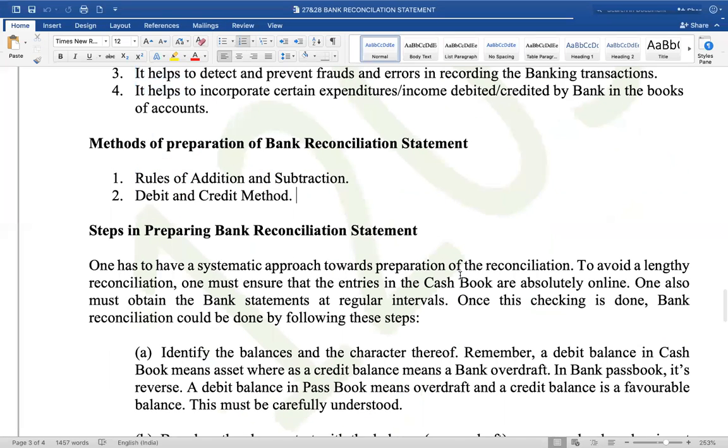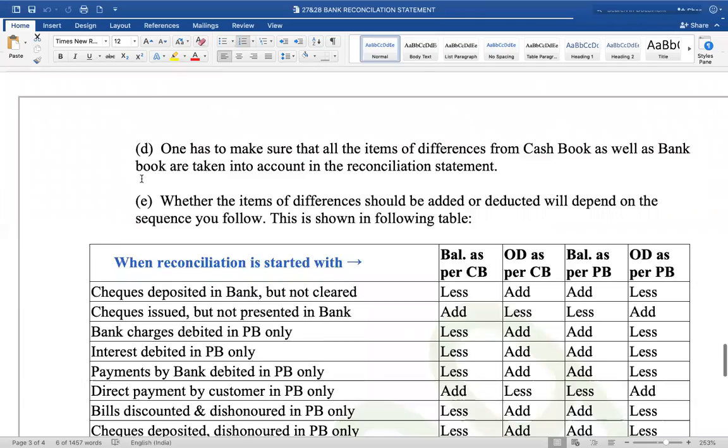Now, methods of preparation of bank reconciliation statement. There is the rules of addition and subtraction method, and there's the debit and credit method. The popular one is addition and subtraction. We'll go by this method.